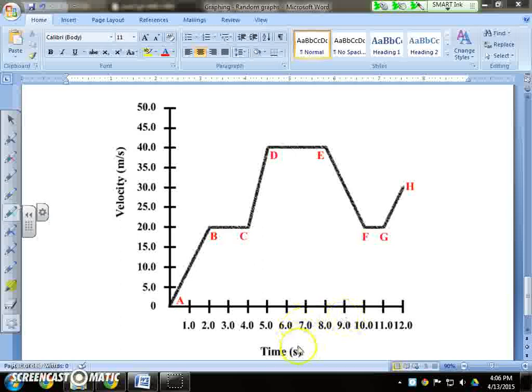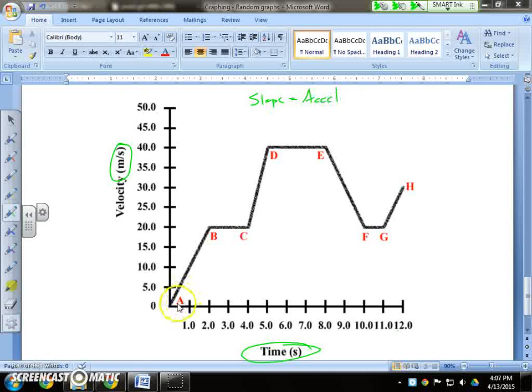Now, in order to figure that out, the first thing I do is I look at each axis. This is time, so we know something's going to be changing over a period of time. We're talking 12 seconds. Look at my y-axis, and I know I'm dealing with velocity. So I know whatever's going to happen, the slope equals acceleration.